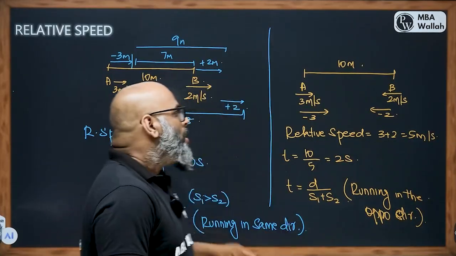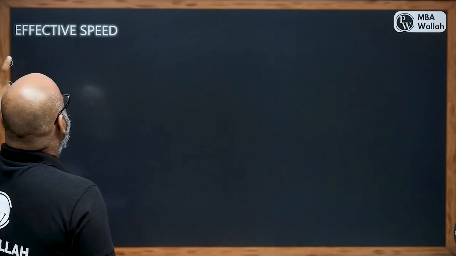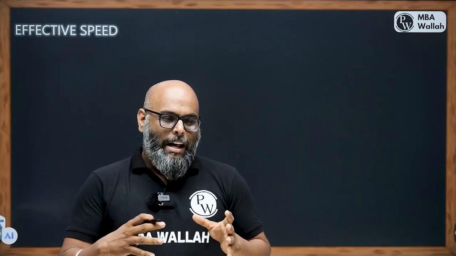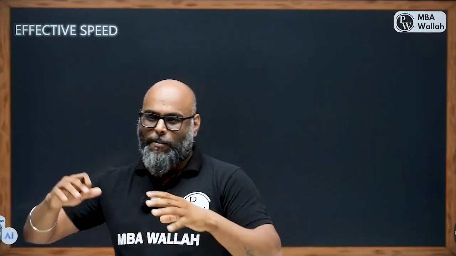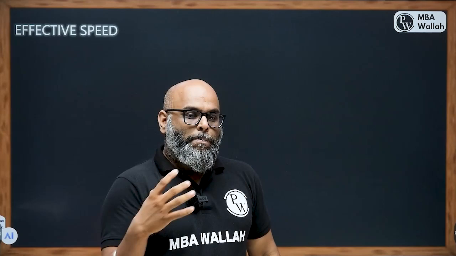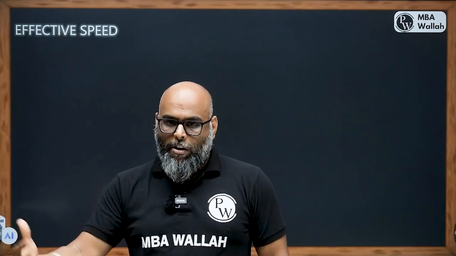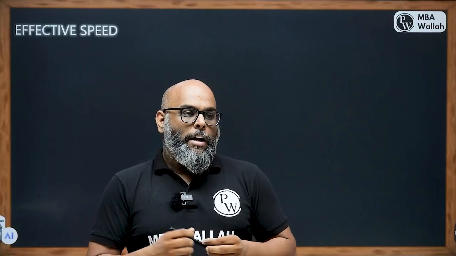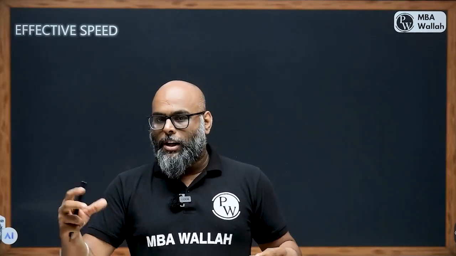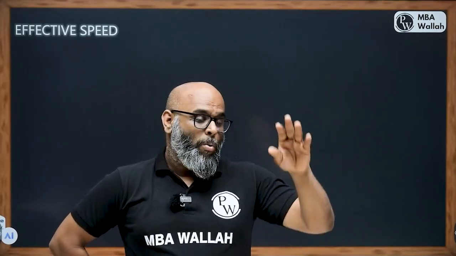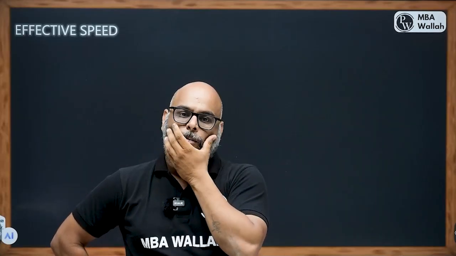Now, if I move forward and then talk about effective speed, what is effective speed? Effective speed is nothing but the effect of one speed over the other. I usually give this example. When A and B were running in the previous case, the speed of A was not affecting the speed of B. The time changed. There was a change in time. The time got affected. But A changing the speed or B changing the speed did not affect the other person's speed. But when it comes to effective speed, one speed has an impact over the other.